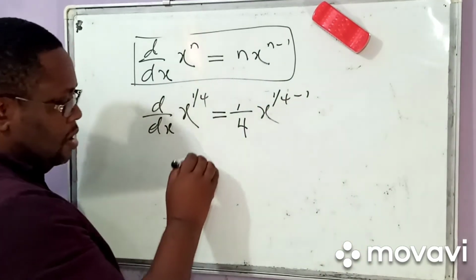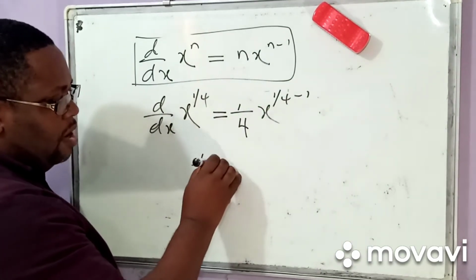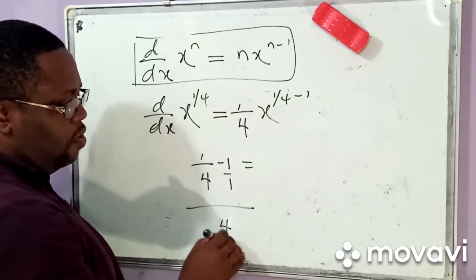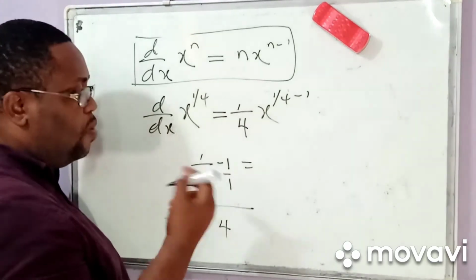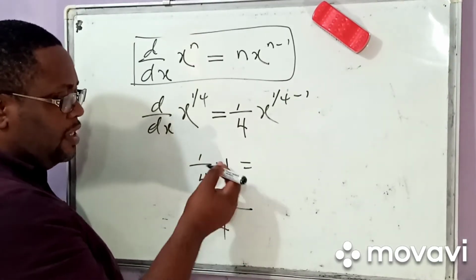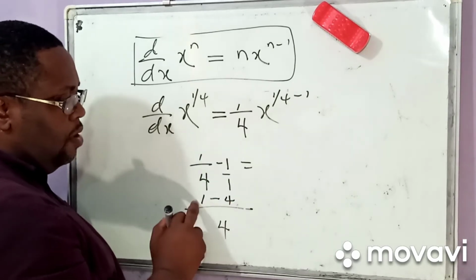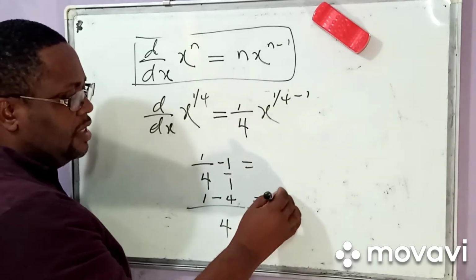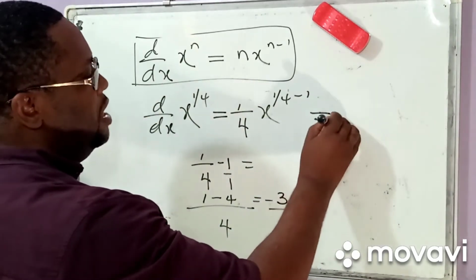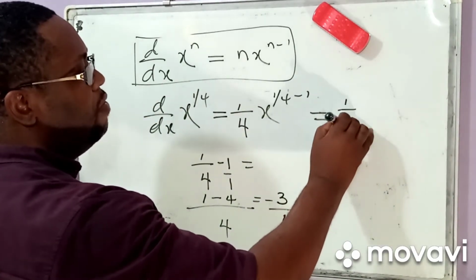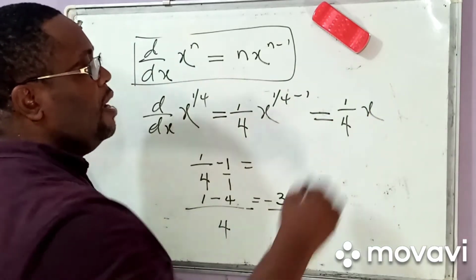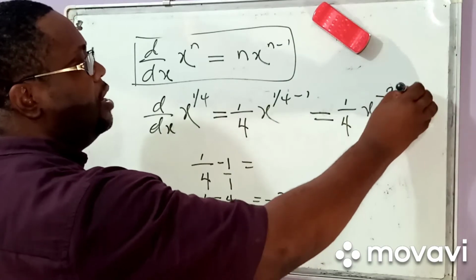Let's do something here. 1 over 4 minus 1 will simply be equal to this 1 over 1. LCM is 4. 4 divides 4 to give me 1. 1 times 1 is 1. 4 divides 1, 4. 4 times minus 1 is minus 4. 1 minus 4 is negative 3 all over 4. So at the end of the day, this simply gives me 1 all over 4, and then we have x to the power negative 3 over 4.